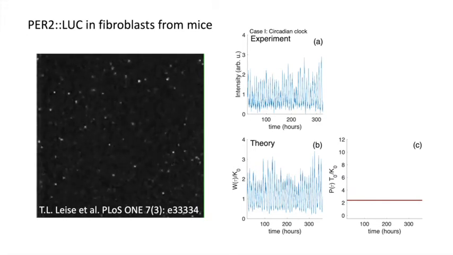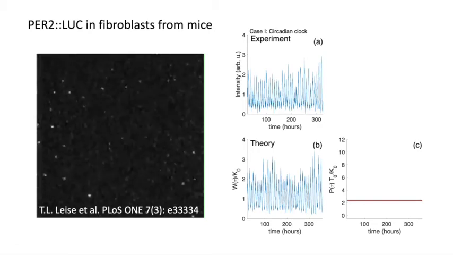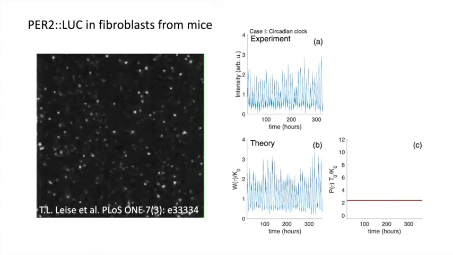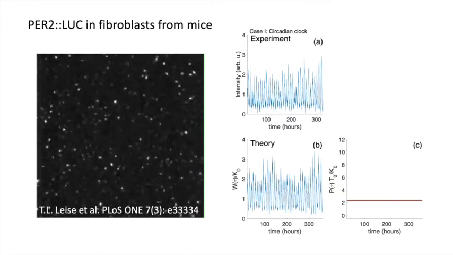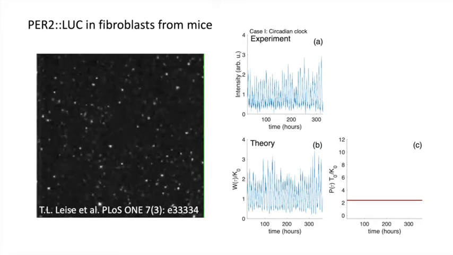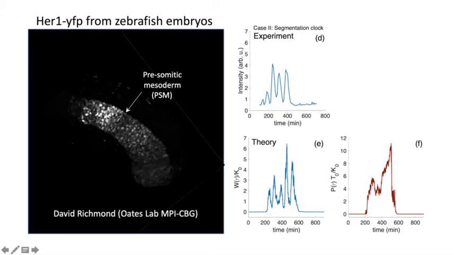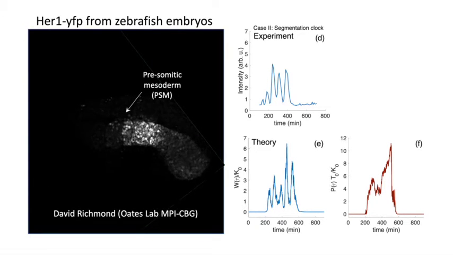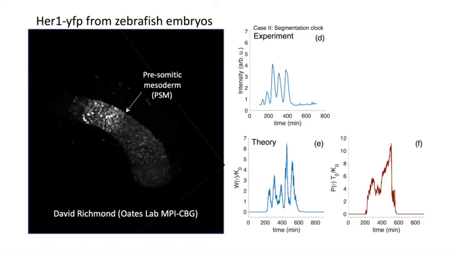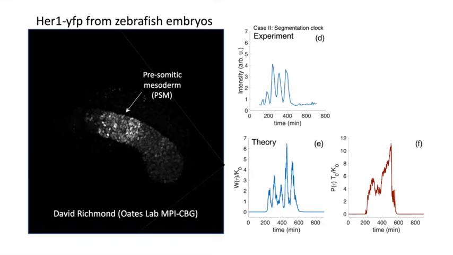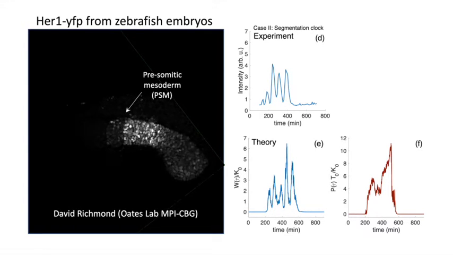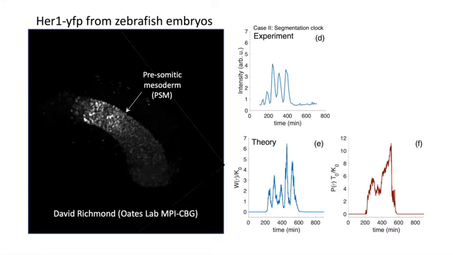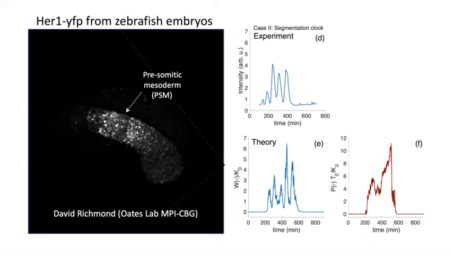In panel A, we can see that the oscillations of a single cell are self-sustained. Our model reproduces this case by having a constant production rate. In the segmentation clock, cells make collectively a traveling wave in the presomitic mesoderm. We have extracted the cells from the presomitic mesoderm to see their behavior in isolation. In panel D, we can see a time trace obtained from a single cell.